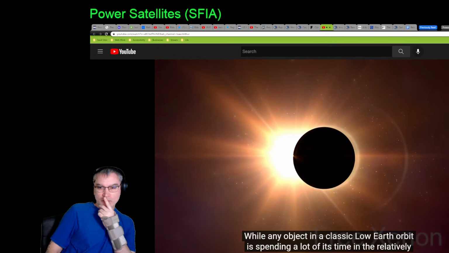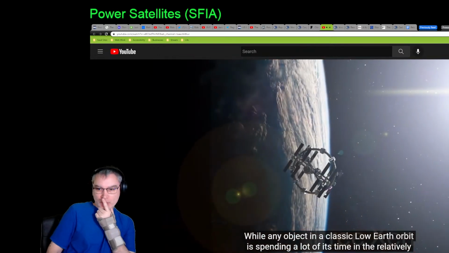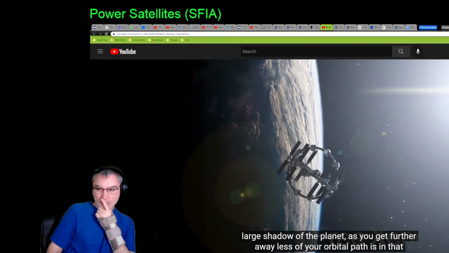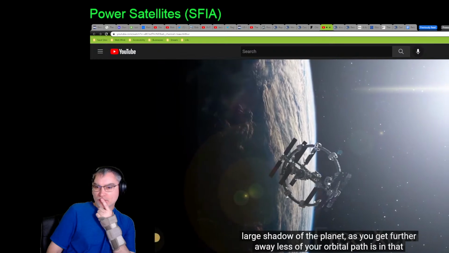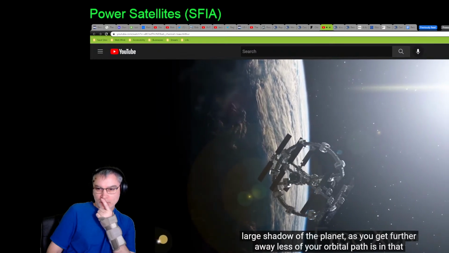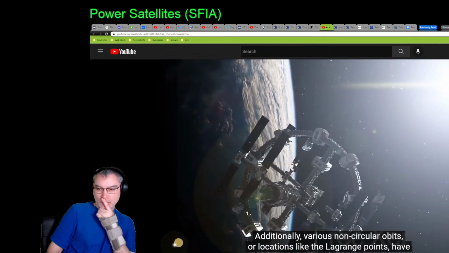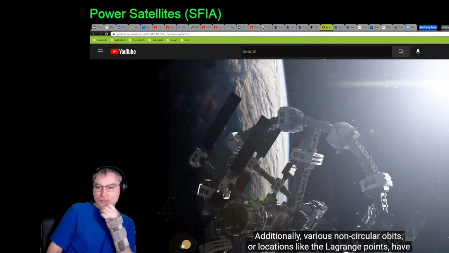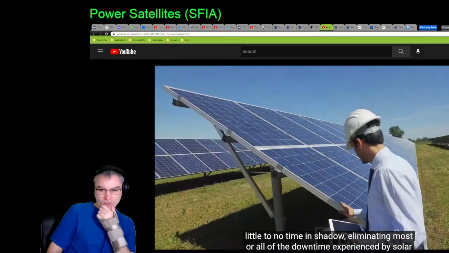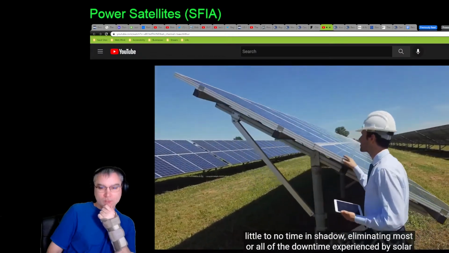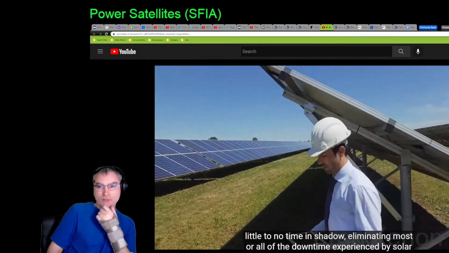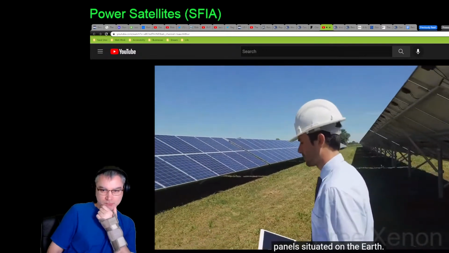While any object in a classic low Earth orbit is spending a lot of its time in the relatively large shadow of the planet, as you get further away, less of your orbital path is in that shadow. Additionally, various non-circular orbits, or locations like the Lagrange points, have little to no time in shadow, eliminating most or all of the downtime experienced by solar panels situated on the Earth.